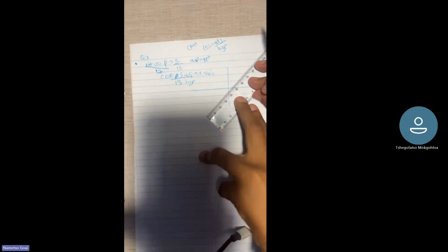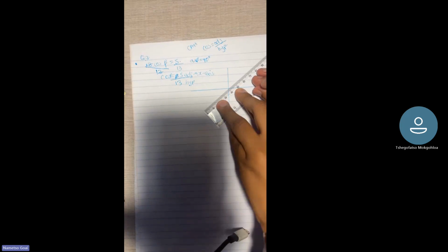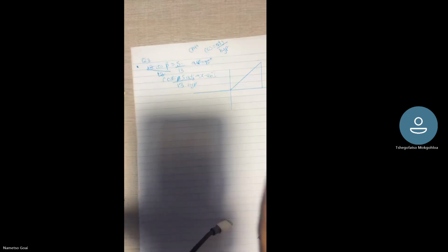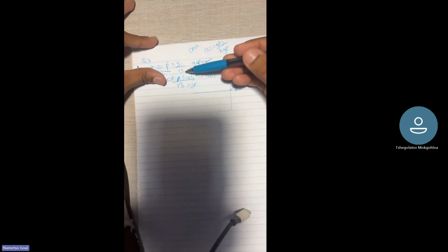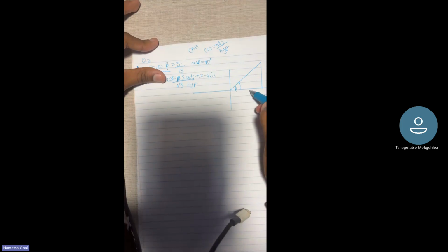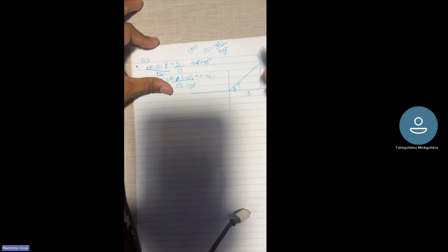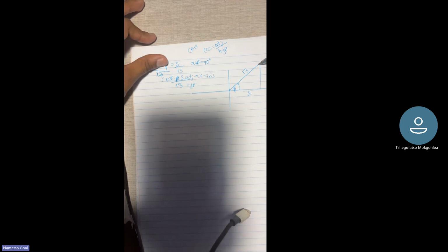Okay, so we're going to have it like this. And we know that we're given the angle. This will be beta, right? So if this is beta, remember we said that cos beta equals adjacent over hypotenuse. So we know for a fact that this is the adjacent, so it will be 5. And then we have the hypotenuse, which is 13, right? So what are we lacking? We don't have this side. What can we do in order to get this side?